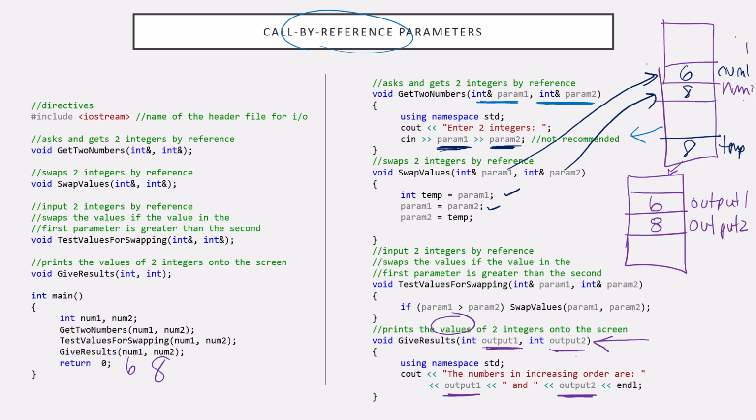And this using namespace std is here, and it's also here. You can put using namespace std up here globally in your code, or you could put it inside of functions to make sure that you're using the standard namespace for cin and cout.